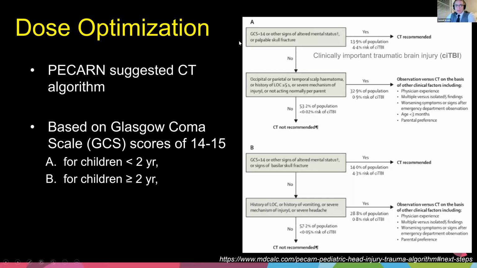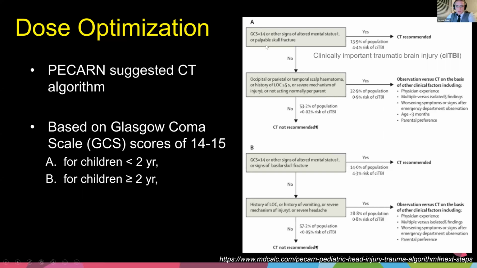So PECARN came up with this flow chart. And so I'm just going to walk you through an example of this, so you can see how they established this idea of appropriateness for using CT. And it's all based off of the Glasgow Coma Scale, or the GCS. And so if you have a GCS score of somewhere between 14 and 15, and I should also mention it's been divided into, if a patient's less than 2 years, you use this flow chart, and if they're 2 years or older, you use this flow chart.